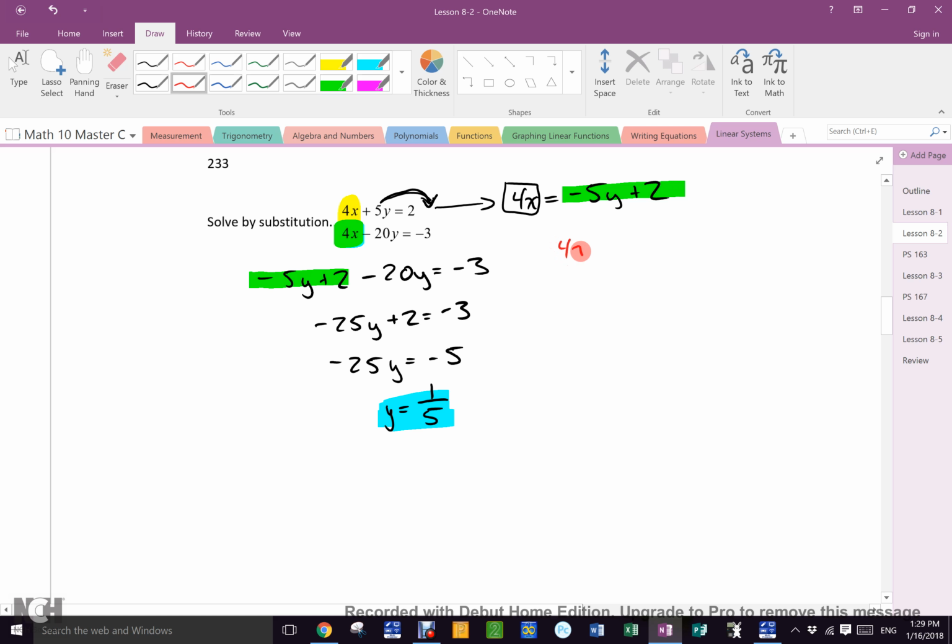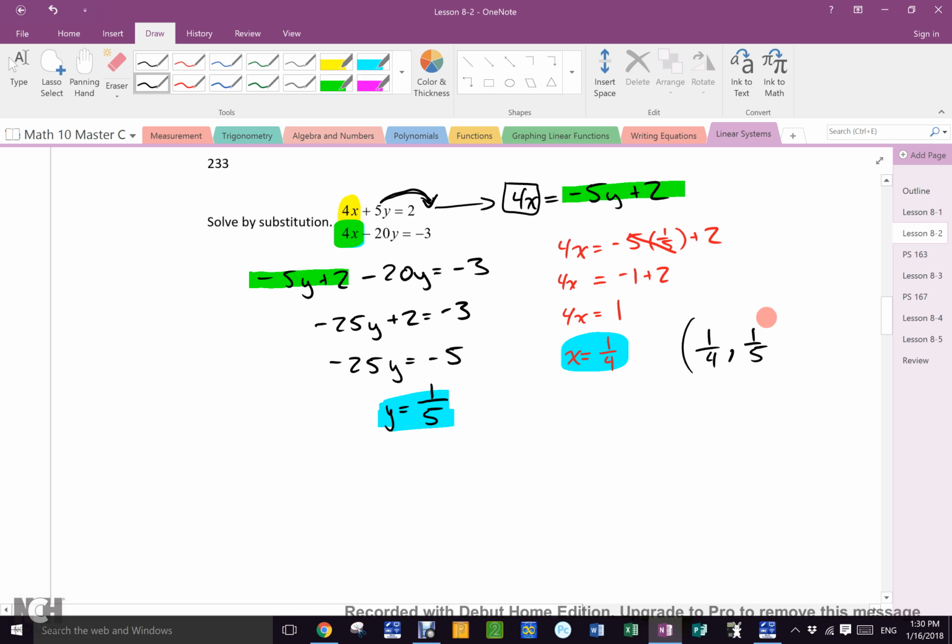Watch what happens. 4x equals negative 5. What's y? 1 over 5 plus 2. What happens to these two 5s? They cancel, and I'm left with negative 1 plus 2, right? Okay. And this side is still 4x. What do I do with negative 1 and 2? Add them to get 1. What do I do with this 4? Divide it. So what will x equal? 1/4. Am I done? Do I have an x and a y? Yes. Excellent. They are 1/4 and 1/5.